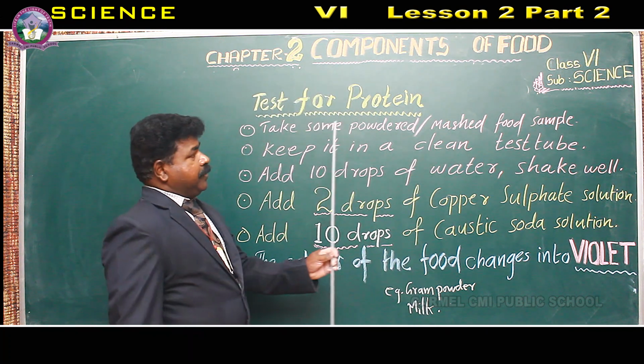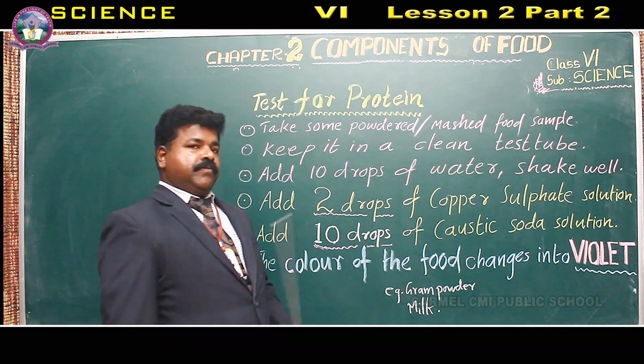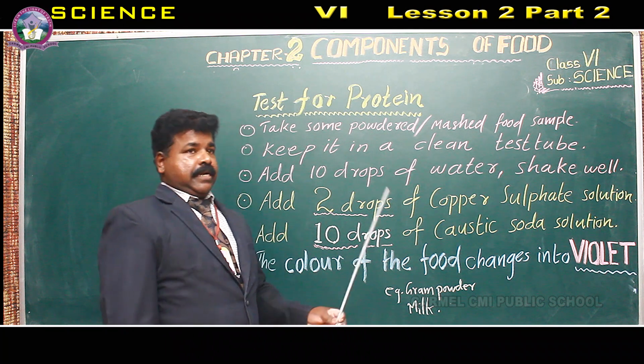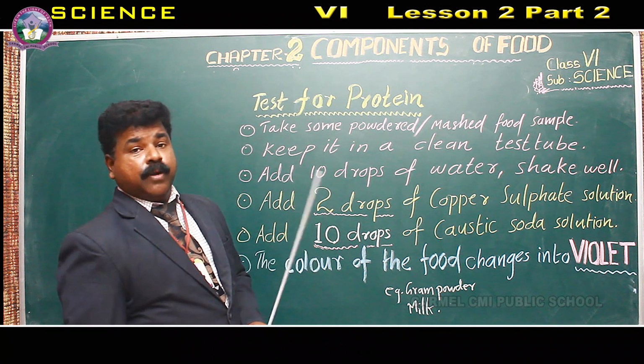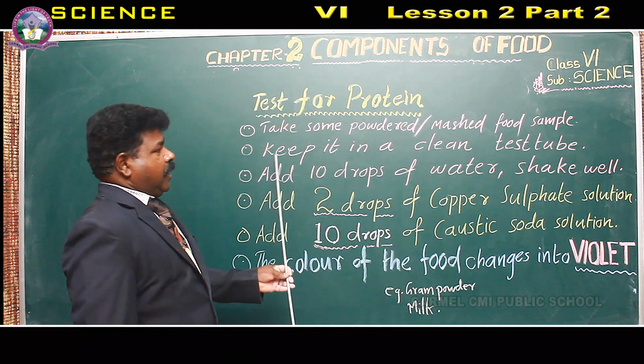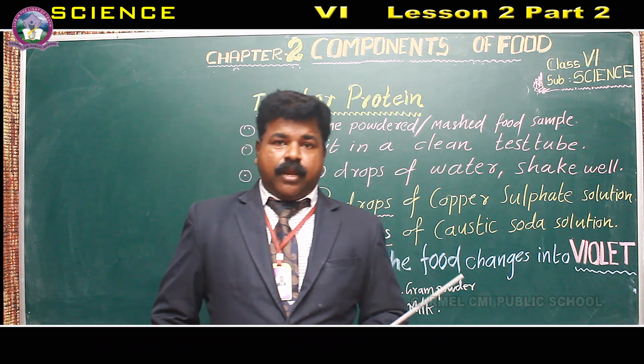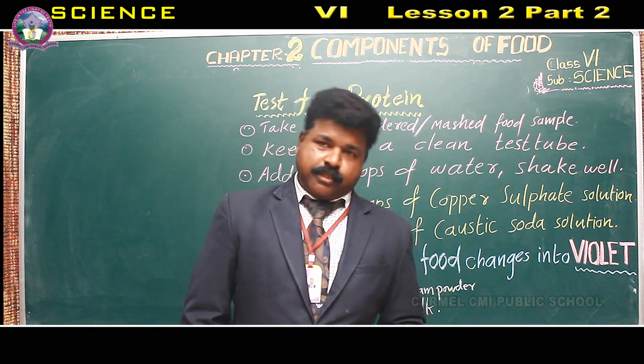First of all, we have to take powdered or mashed food items. Different food samples can be used for conducting the test. Whatever the food sample may be, it should be in a powdered or mashed form. Then keep it in a clean test tube.